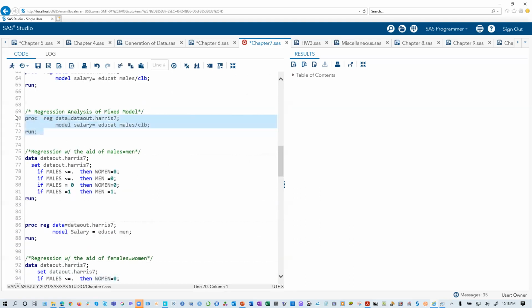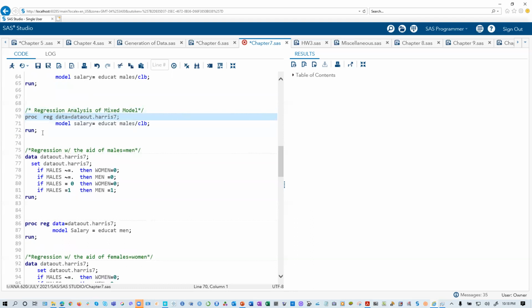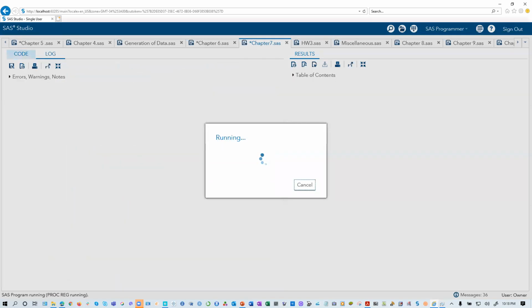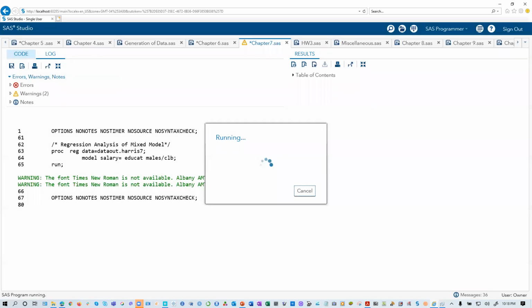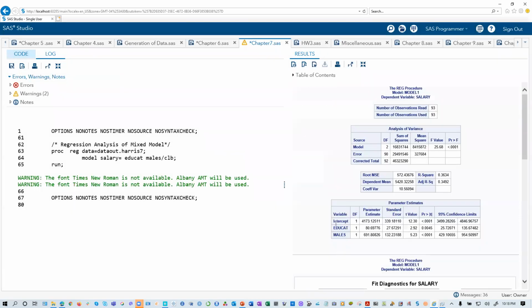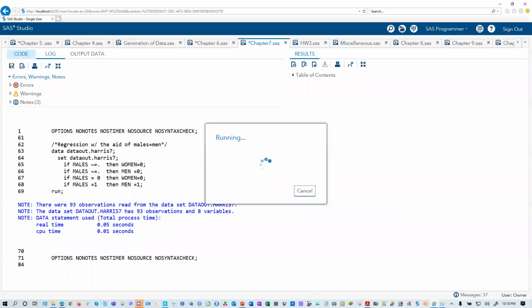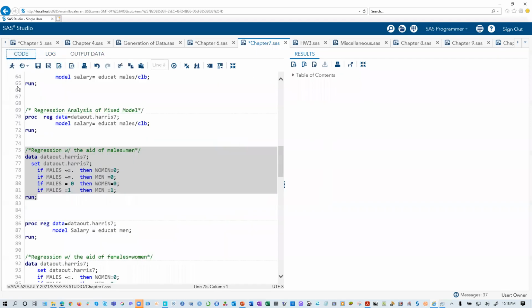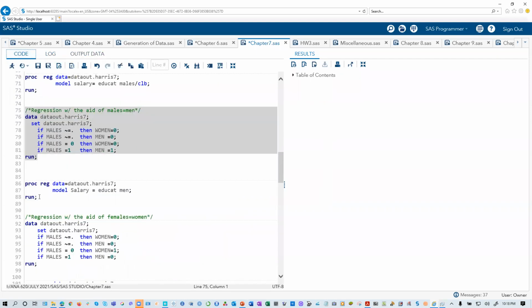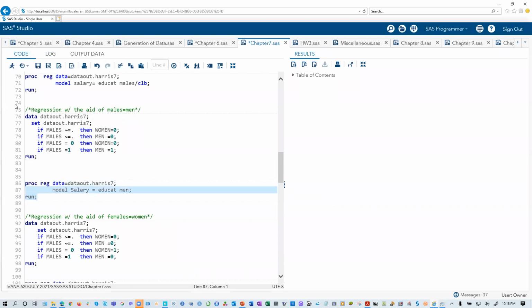This way we ran all. Instead of males, we ran that. We have 2 options for our categorical variable. We have educate males. That's good. Then we're going to do this one. Let's run our regression with data of men.